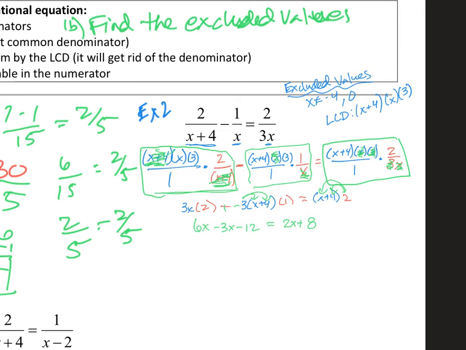So all I'm going to do is get x's on one side, get everything else to the other side. So I'm going to subtract 2x here, subtract 2x here, and then I'm going to add 12 and add 12. So these go away, these go away. What I'm left with then is, what is that? 6x minus 3x minus 2x should just be x, and then 8 plus 12 equals 20. So my answer here is x equals 20.